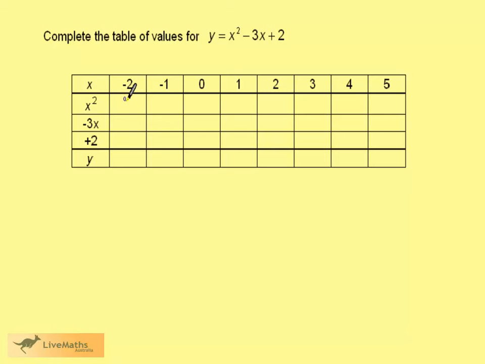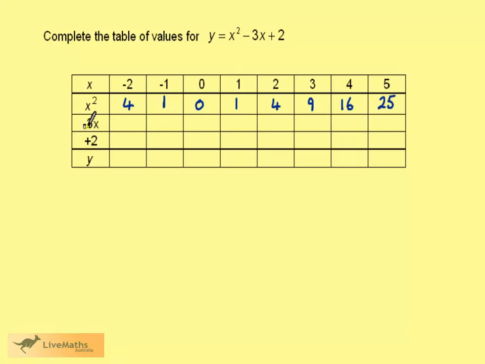Minus 2 squared is minus 2 times minus 2, which is 4. Minus 1 squared is minus 1 times minus 1, which is 1. 0 squared is 0, 1 squared is 1, 2 squared is 4, 3 squared is 9, 4 squared is 16, and 5 squared is 25.